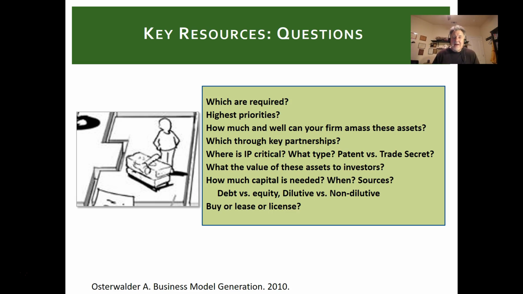And then what's the value of these assets, how much capital is needed, and when. This is very important. And what type of capital are we talking about? We're talking about debt versus dilutive equity, and it's dilutive most of the time. And when you have a building or equipment, do you buy or lease, or do you license intellectual property versus go and get the patent?